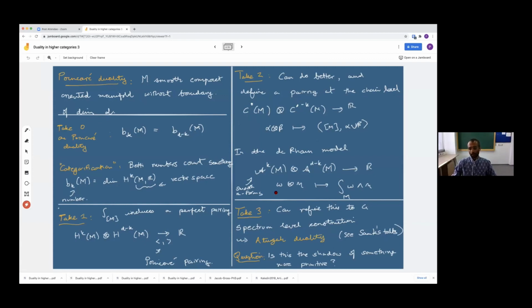And then you also saw in Samik's last lecture that you can actually refine this to a spectrum level construction. So C^•(M) is sort of a linearized construction, a model for something, namely its cohomology groups compute the homotopy groups of the mapping spectrum from M into the Eilenberg-MacLane spectrum HK. Oh, you mean d minus dot. Oh yeah, sorry, d minus dot. Thanks, Samik.